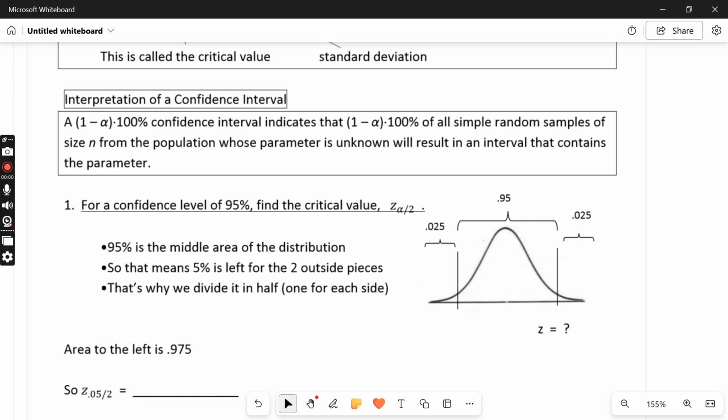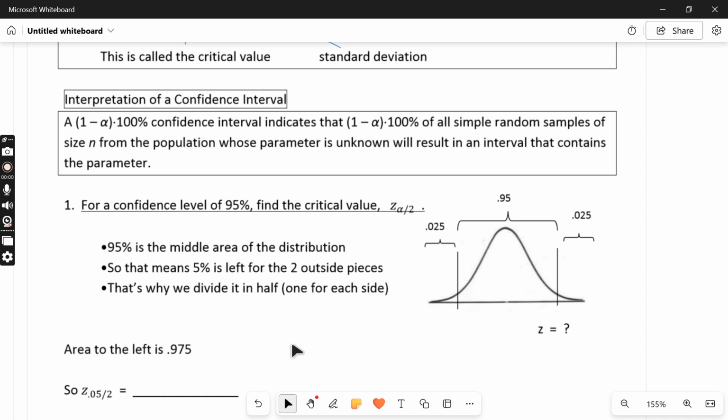So, for a confidence level of 95%, find the critical value, z alpha over 2. So if we look at this, that would mean that we have 95% in the middle, which means there's only 5% left that we have to split between the two sides. That leaves us with 0.025 on each side. So that's why we're dividing it in half. That's why it has this alpha over 2. Okay, it's not crazy terrible.